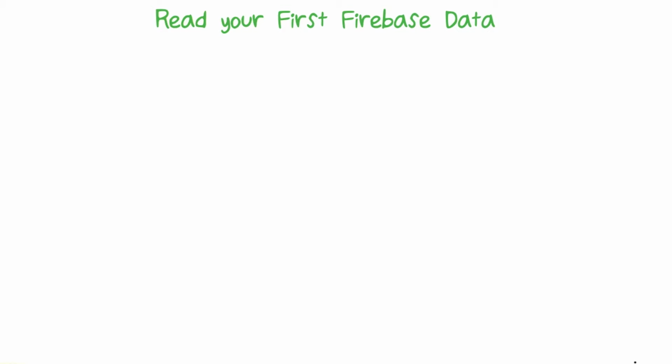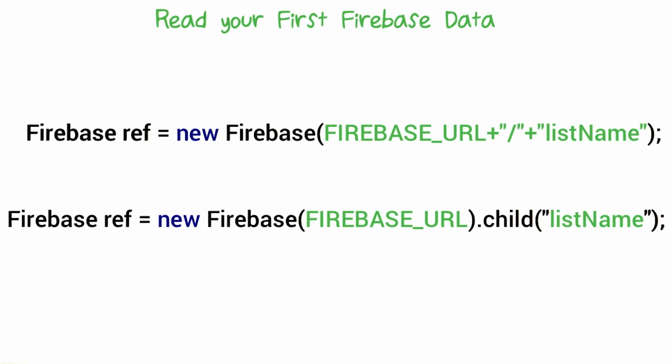Let's take a look at the code for making a listener at the list name location. Then we'll see how to use the data that we get from the listener to update the UI. As you said, we're going to need to listen to the node list name, which is a child of your root URL. Now these two lines of code are basically equivalent.